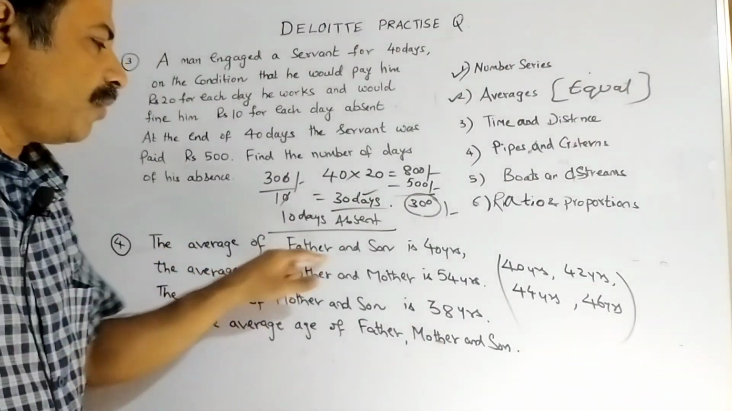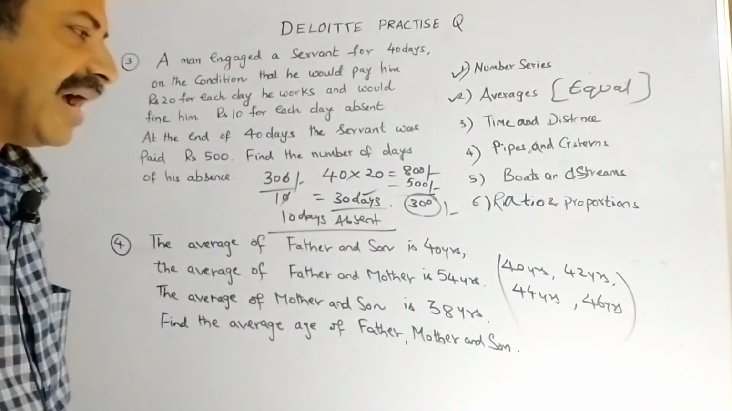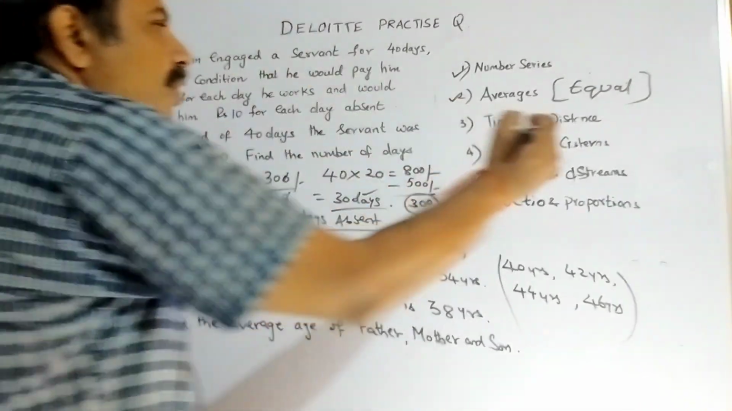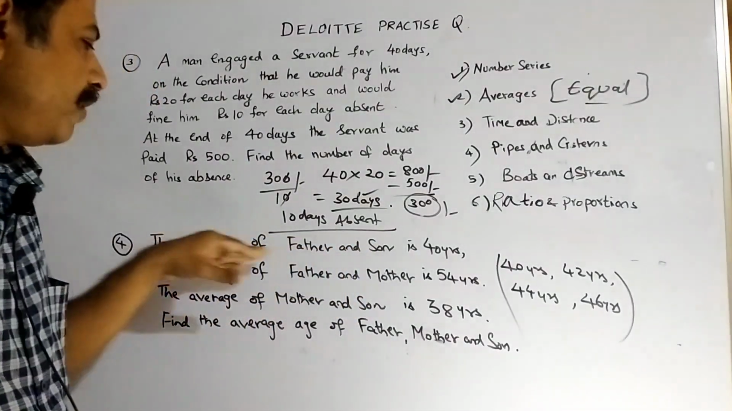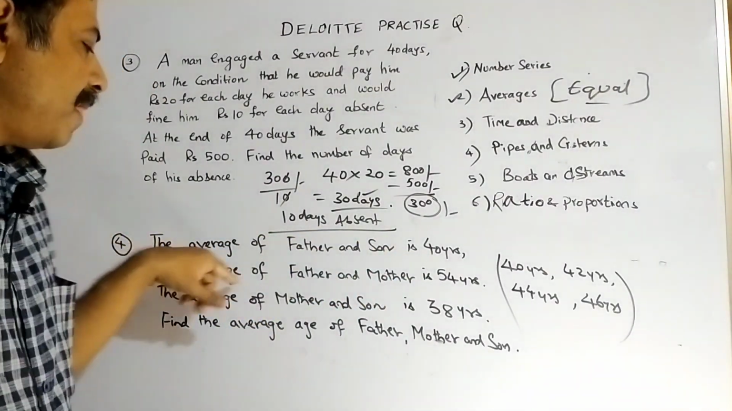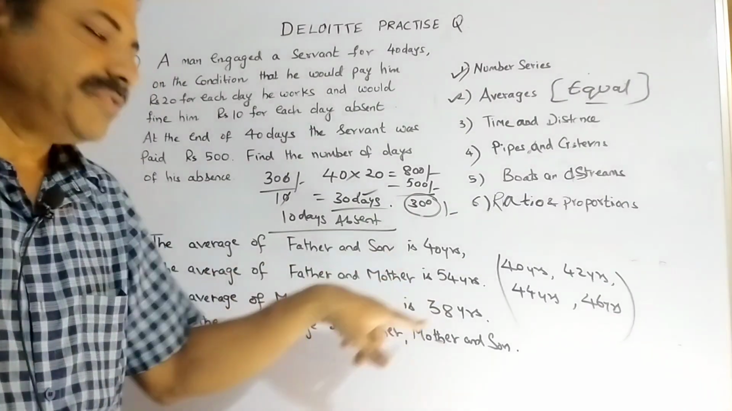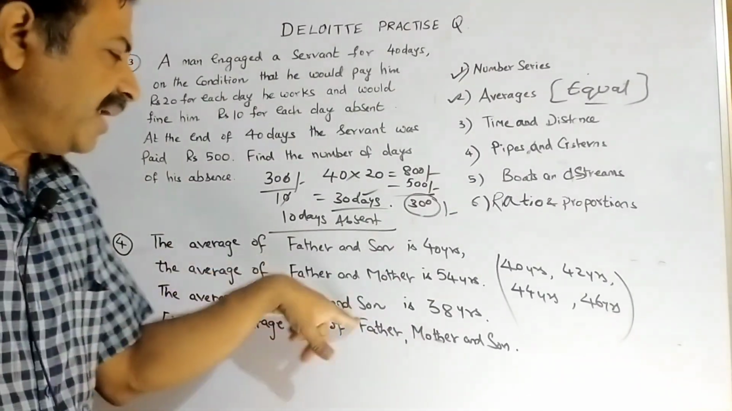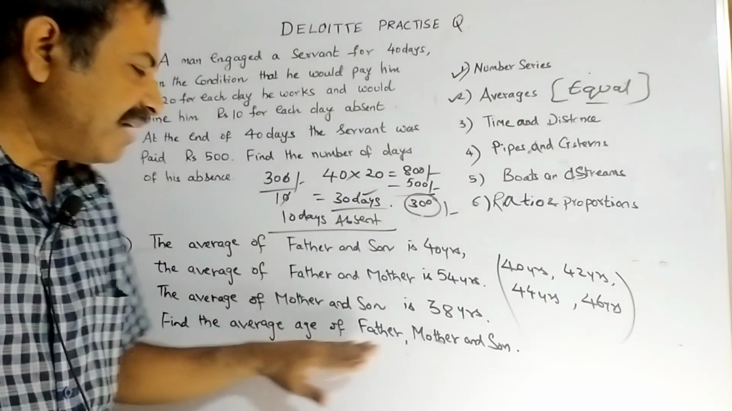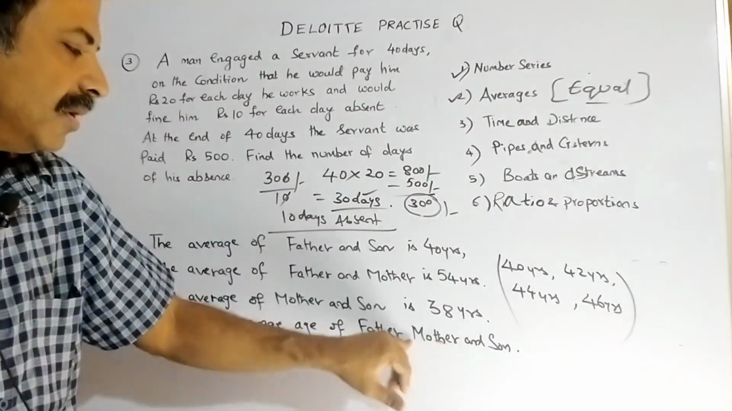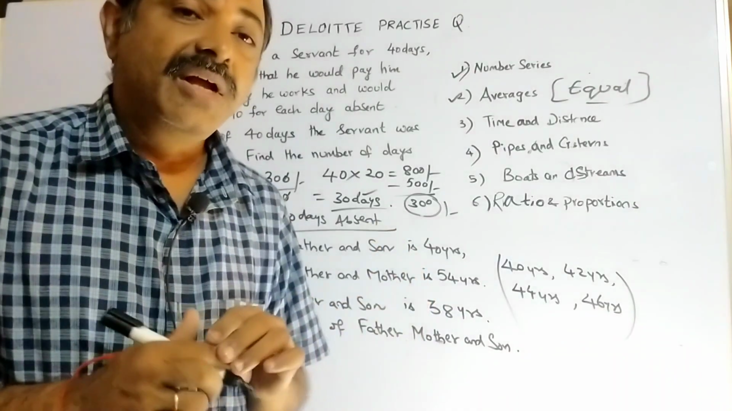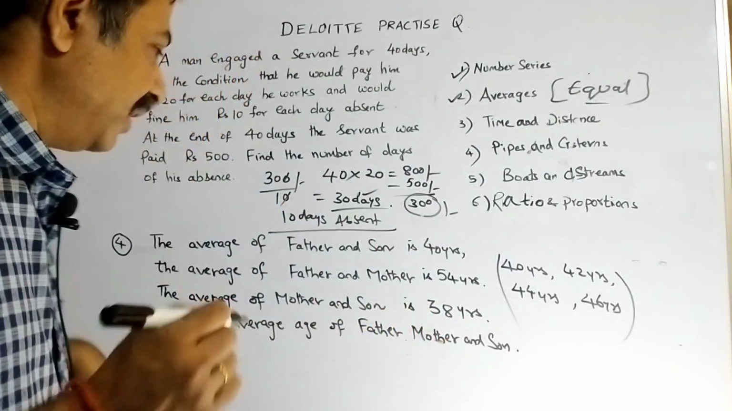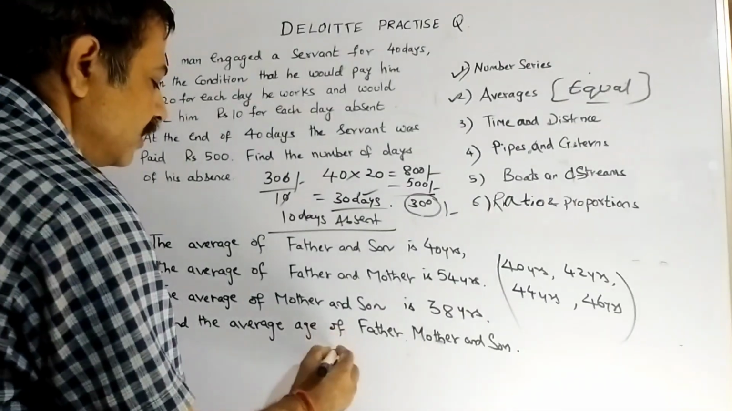The average age of father and son is 40 years. The average age of father and mother is 54. The average of mother and son is 38. What is the average age of father, mother and son? By seeing the question, the students generally get confused. Oh, what is this? Such a big question. I don't know how to solve this. But the actual thing is not like that, dear students.